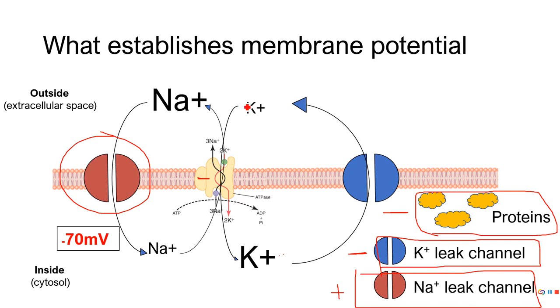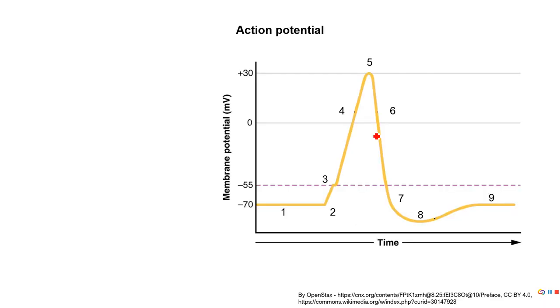This pump is important because if we didn't have the pump, our membrane potential would be 0. And then when we open a door because of some stimulus, nothing's going to happen because there's no gradient. So we've got our resting membrane potential of -70. How does an action potential work?